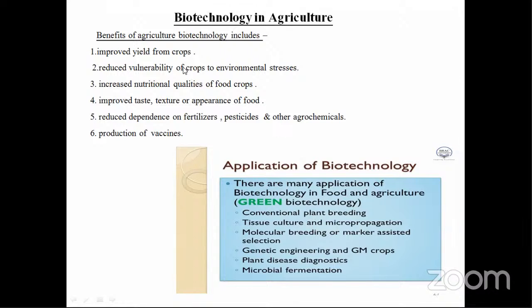Then what are the benefits of agricultural biotechnology? We see improved yield from crops, then reduced vulnerability of crops to environmental stresses, okay? Then increased nutritional quality of food crops is seen, then improved taste, texture or appearance of food, then reduced dependence on fertilizers, pesticides and other agrochemicals because it is already modified for what is required. So fertilizers, pesticides and other agrochemicals are reduced. We may not depend upon them anymore. Okay, then production of vaccines is noticed.